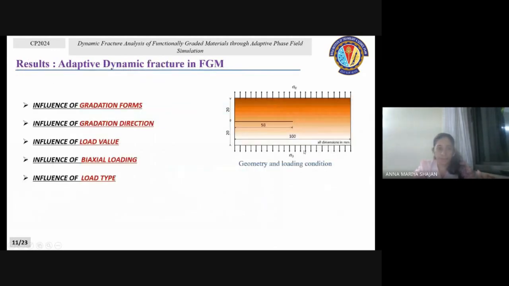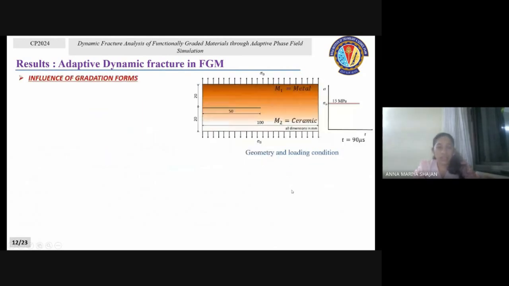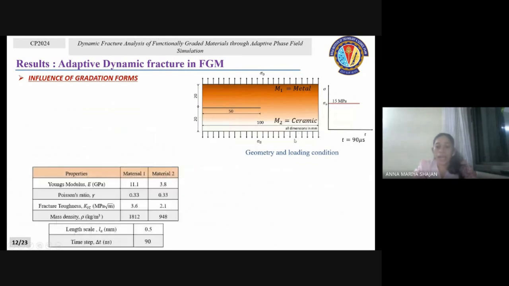Next, I'm moving on to investigate the influence of several key parameters on the dynamic fracture behavior of the FGM. For all the cases, I have chosen an edge crack plate subjected to traction load at top and bottom. And this is the geometry and the loading condition. So starting with the influence of the gradation form. Here I have applied a constant traction load of 15 megapascal at the top and bottom boundary. And these are the material properties.